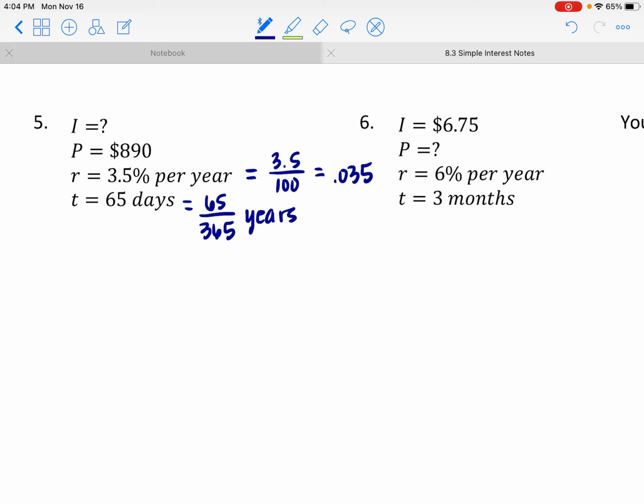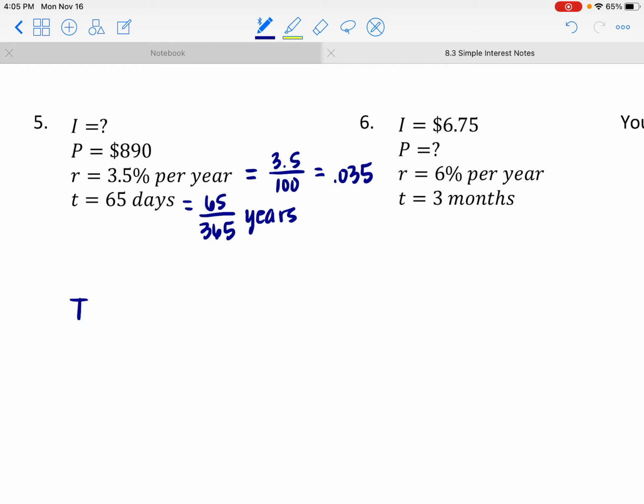So if you want to convert to years, just divide by how many of those items are in years. So if you're going months to years, divide by 12 because there are 12 months in a year. If you're going days to years, you're going to divide by 365 because there are 365 days in a year. If you were going to go weeks to years, you would divide by 52 because there are 52 weeks in a year. Okay? So you divide by how many of those items there are in your year.